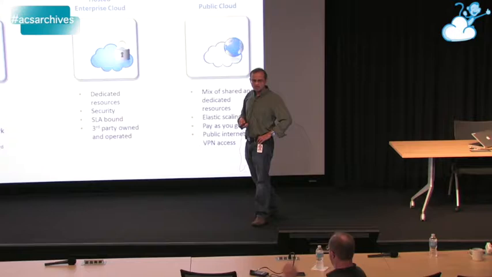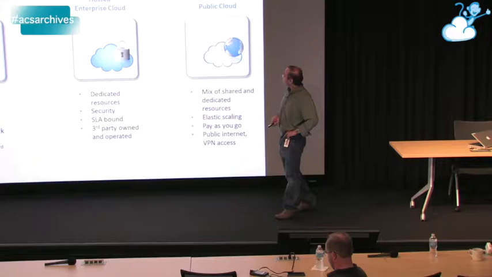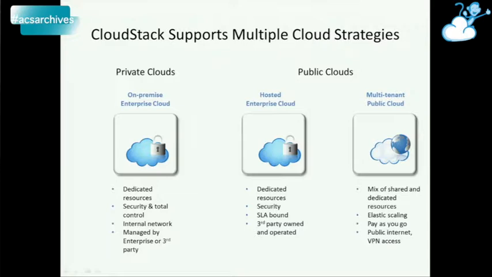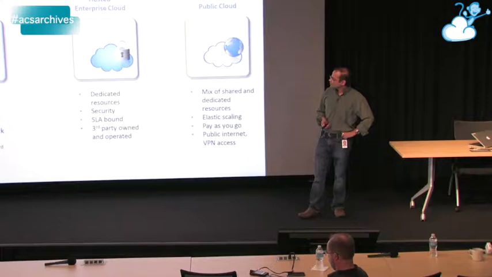And we have multi-tenant public clouds, which is by far the greatest success CloudStack has had, just because that's the market that has emerged first: an Amazon-style public cloud, where there are multiple tenants isolated by various technologies, and they can get elastic resources from the cloud. Any questions so far?